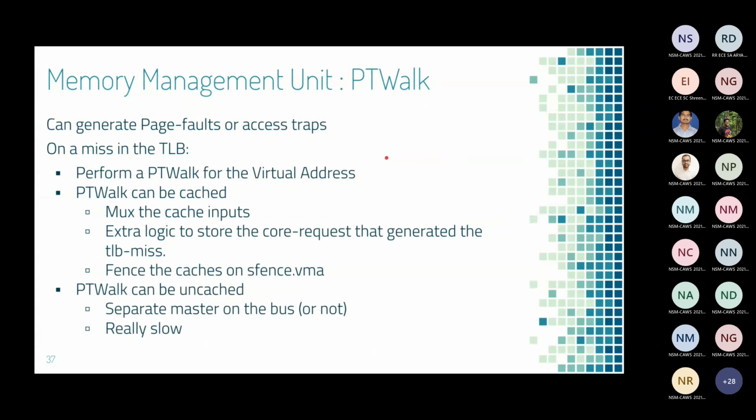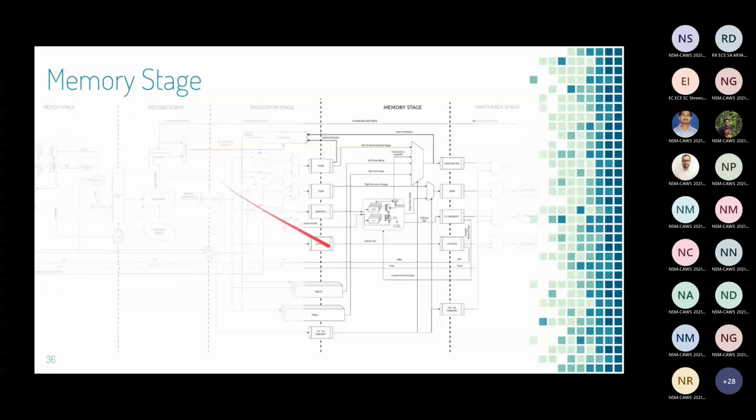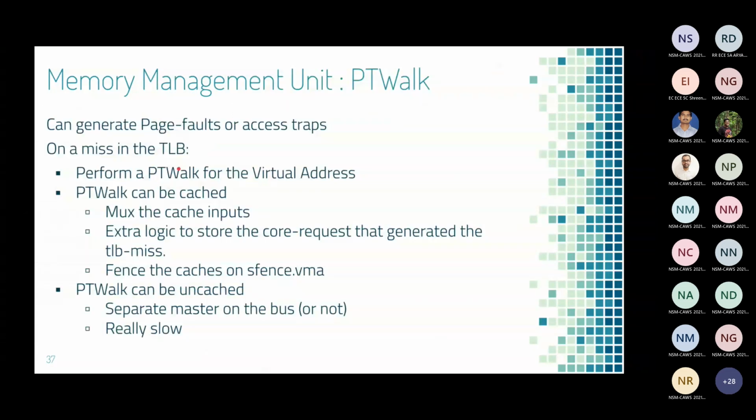So PT walk: on a miss of the TLB, you do a page table walk. There is a module called the page table walk. So whenever you have a TLB miss, you go and access the physical page table, which is in the memory, and you perform the virtual to physical translation, and then you populate the TLB.